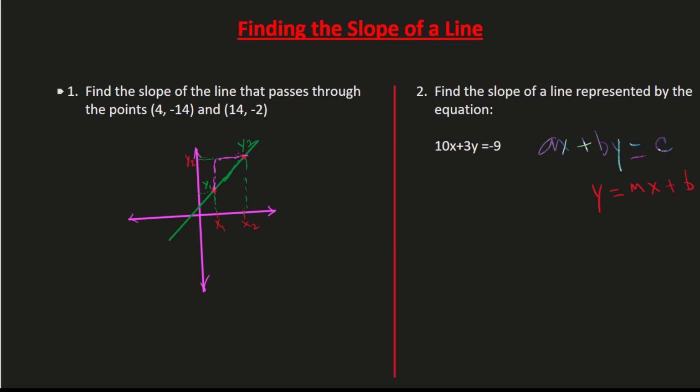And the first one, let's go with this one first. It says, find the slope of the line that passes through the points (4, -14) and (14, -2). What we need to know about this is that there is a formula we have to use to solve this one. The formula, we have it here. The slope, if we call that slope, is equal to rise divided by run.